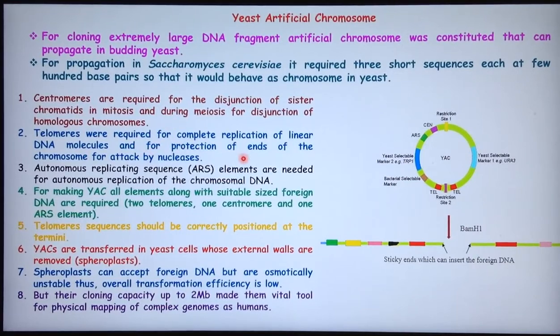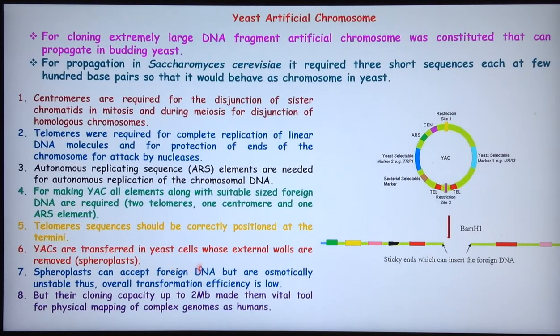Telomeres were required for complete replication of the linear DNA molecule and for protection of the ends of the chromosome. The autonomous replicating sequence, or ARS, was needed for autonomous replication of the chromosomal DNA. So three essential elements were part of the YAC: two telomeres, one at each end, one centromere and one ARS element. And the telomere sequences could be correctly positioned at the termini.